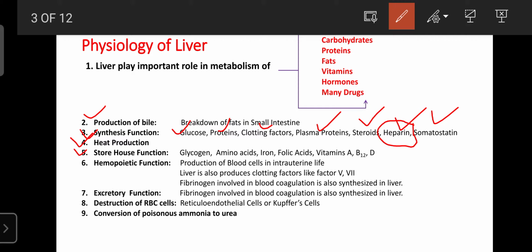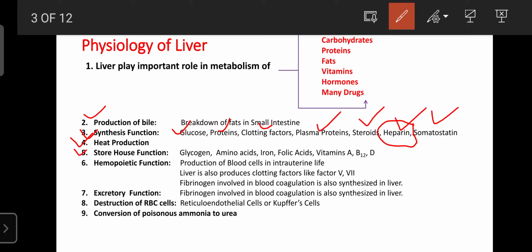The liver also acts in storehouse functions. The liver provides a storehouse for various substances like glycogen, amino acids, iron, folic acid, vitamin A, vitamin B12 and D. The excess of these substances, these biomolecules, are stored in the liver. So the liver acts as the storage for the various biomolecules.